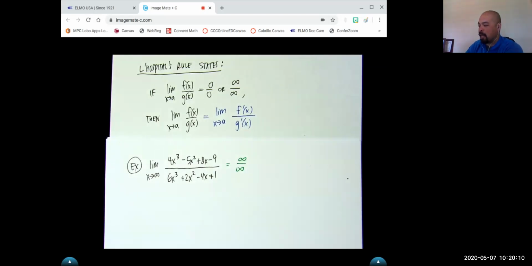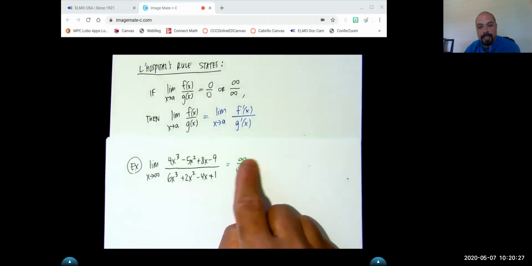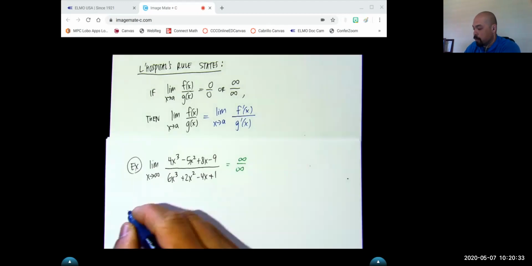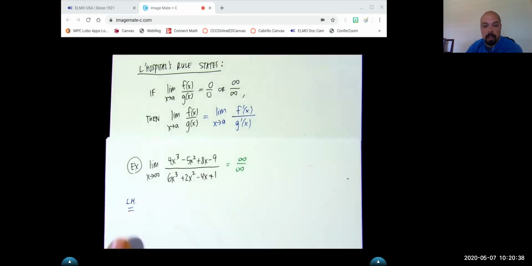When we have actual solid numbers, as x approaches 0 or -2, something like that, then of course direct substitution shows up, and hopefully that makes sense. Okay, so when I get that infinity over infinity, or 0 over 0, we can use L'Hopital's rule. So I'm going to put this little equals LH, L'Hopital's.